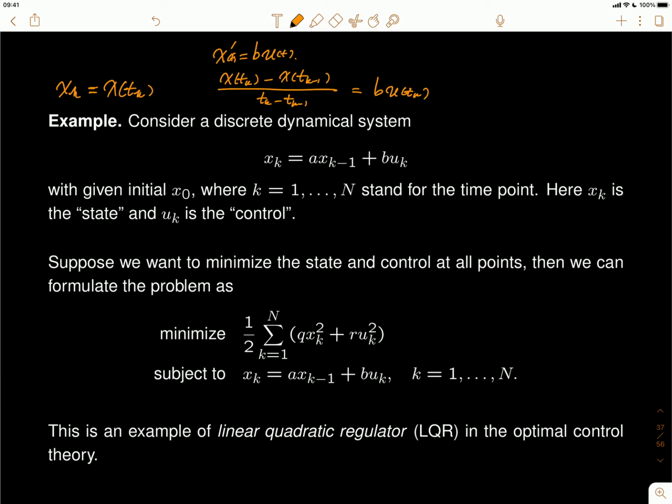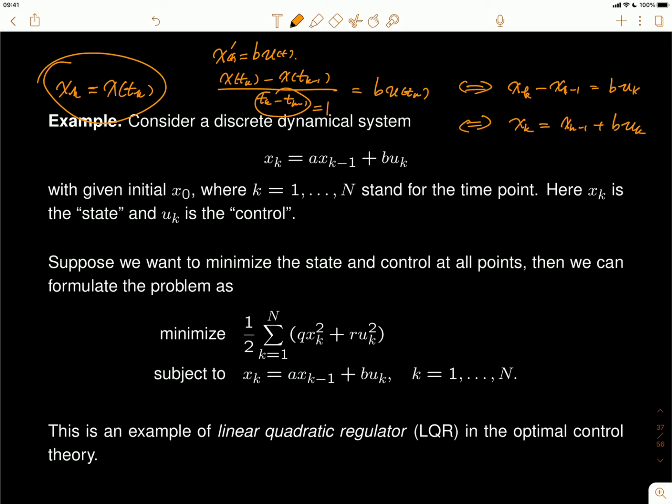In this case, let's say this is just the constant 1, and then this is essentially just giving us x of t_k, which I use as a shortcut. So it's x_k minus x_{k-1} equals b u_k, right? And I can move this x_{k-1} to the right-hand side. I'll have x_k equals x_{k-1} plus b u_k. Okay, and in this case, just a equals 1. And that's the one here. Okay, so we discretize this. That's why we call it a discrete dynamical system. If it's not discretized, then it's just a continuous dynamical system. But anyway, this is a linear ODE that we discretize, and we got this. All right, now this is what the constraint is, and we're trying to minimize this.